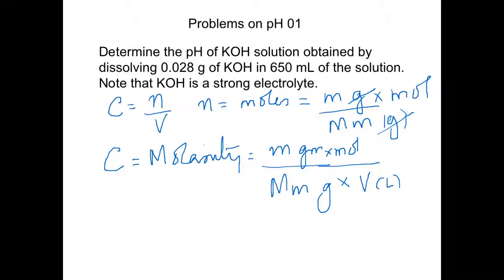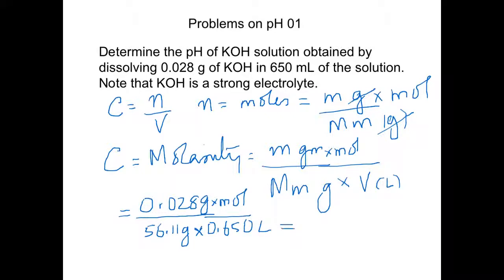And if you substitute the numbers in this case, it would be equal to 0.028 grams divided by 56.11 grams per mole, 56.11 being the molar mass of potassium hydroxide, divided by volume in liters, which is 0.650 liters, and that's equal to 7.68 times 10 to the power of -4 moles per liter, or M. M represents molarity, which is moles per liter, or moles liter raised to -1.